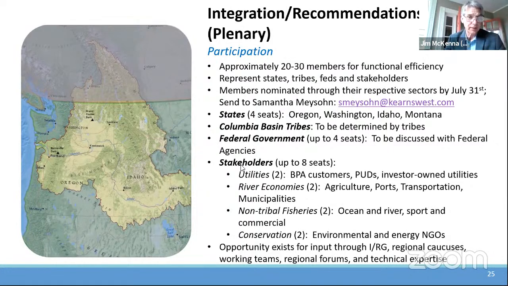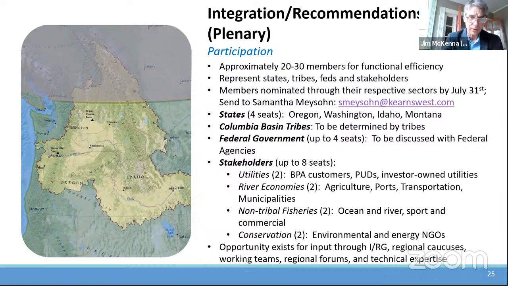The group had some long conversations about this, the ad hoc committee. What we've done is we've broken it up into 4 categories: utilities, river economies, non-tribal fisheries, and conservation. We thought it would be prudent to offer 2 seats from each of those 4 sectors, and leave it up to those sectors to decide who they want to represent them on this integration and recommendation group.